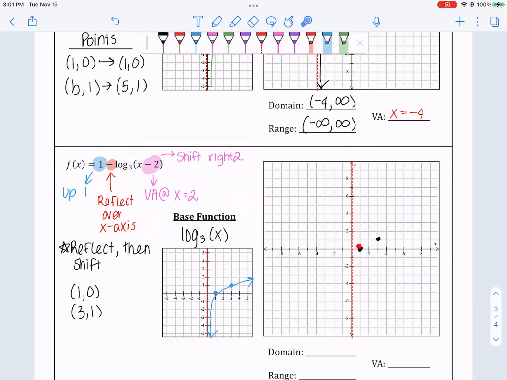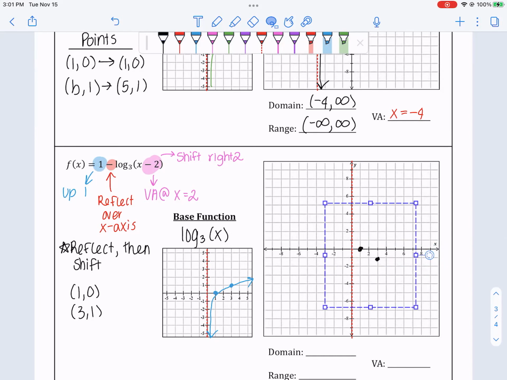the x-axis. So the point 1, 0 doesn't reflect because it sits on the x-axis. This point right here was 1 unit above the x-axis. When it reflects down, it becomes 1 unit below the x-axis. So it's reflected. So we did the reflecting.